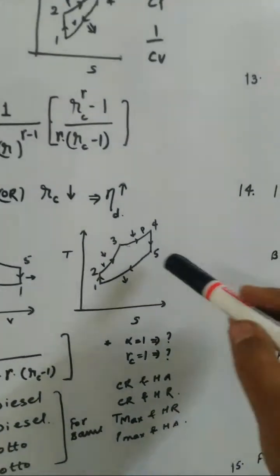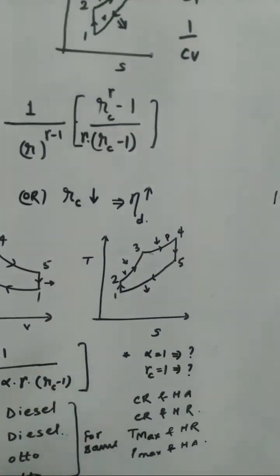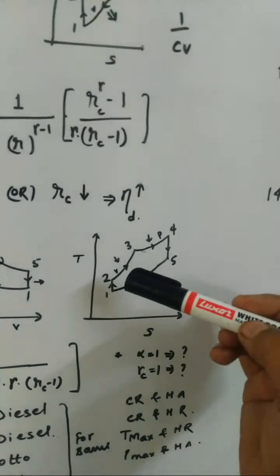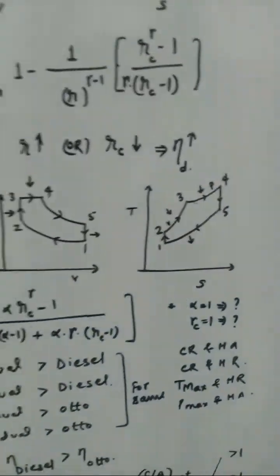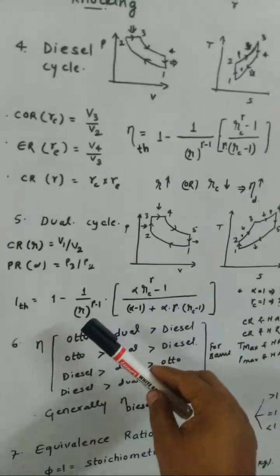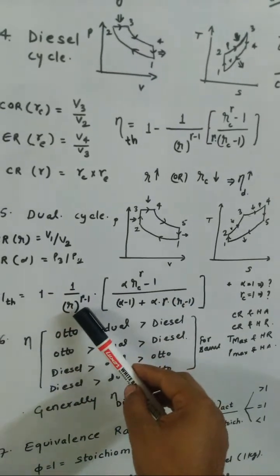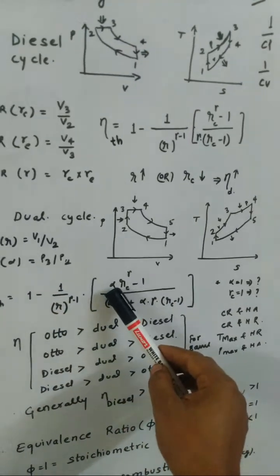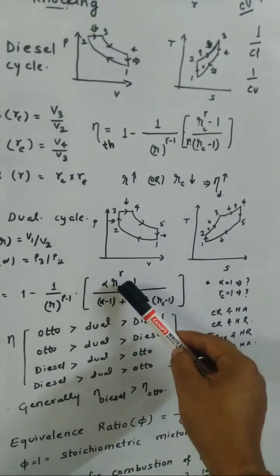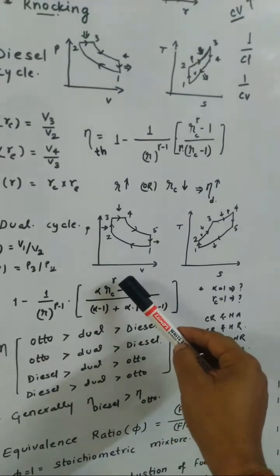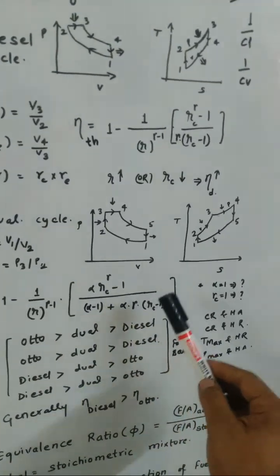Here also you can check that the slope of the line of constant volume in the TS diagram is more than the line of constant pressure. This is the derivation you have seen in the course, and this is the formula for its efficiency: 1 minus 1 upon r to the power gamma minus 1 into, this is alpha, the pressure ratio P3 divided by P2, into RC, the cutoff ratio, to the power gamma minus 1 divided by alpha minus 1 plus alpha into gamma into RC minus 1.